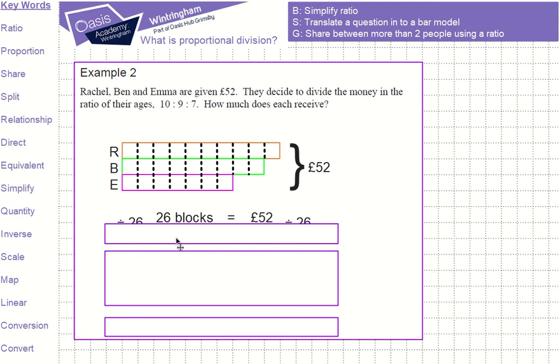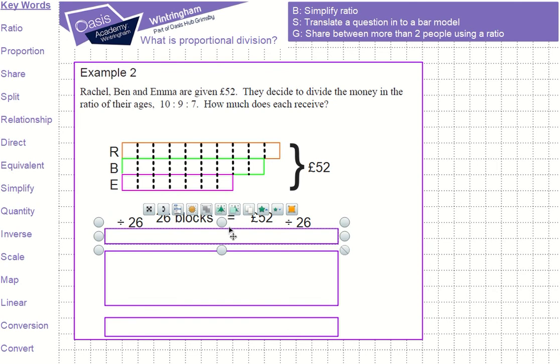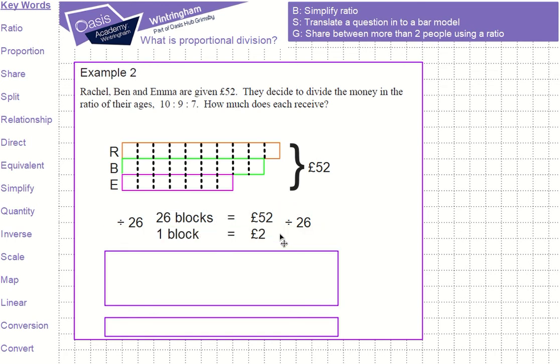I'm going to find one block. And to do that, to make 26 into 1, I divide by 26. And I do that to both sides. So I'm going to divide this side by 26 and this side by 26. So 1 block equals £2.